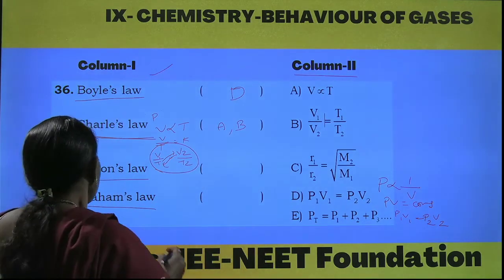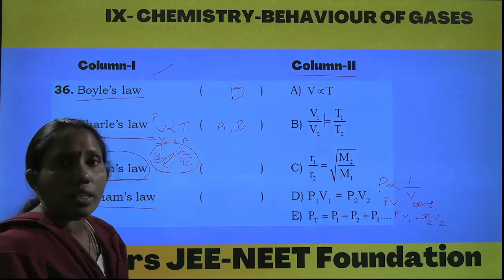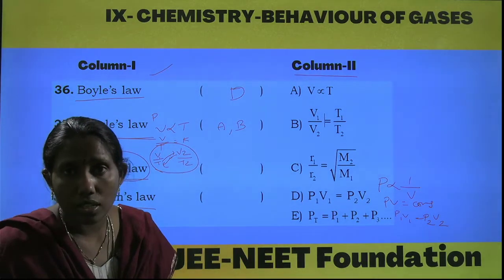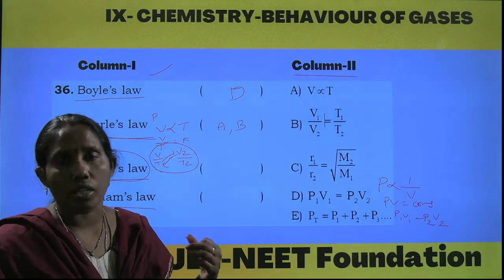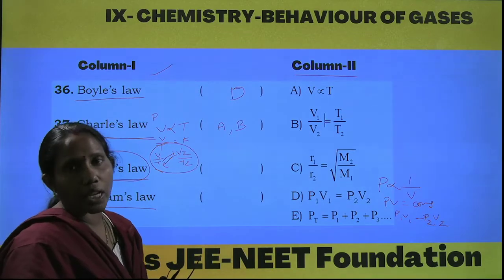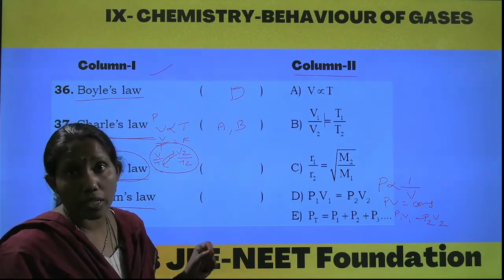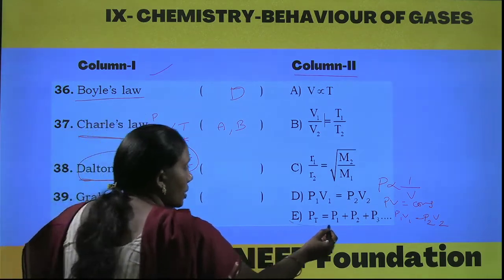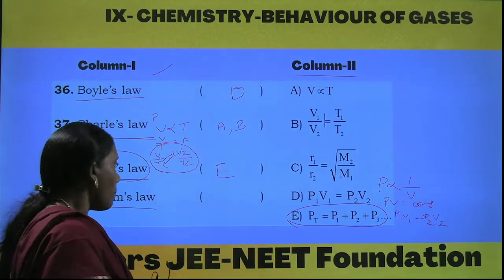Next, come to Dalton's law. What is Dalton's law? Dalton's law of partial pressures, we can say. Already in a previous session we discussed Dalton's law of partial pressure. Dalton's law of partial pressure says the total pressure exerted in the container is equal to the sum of its partial pressures, right? So, E option is correct for Dalton's law.